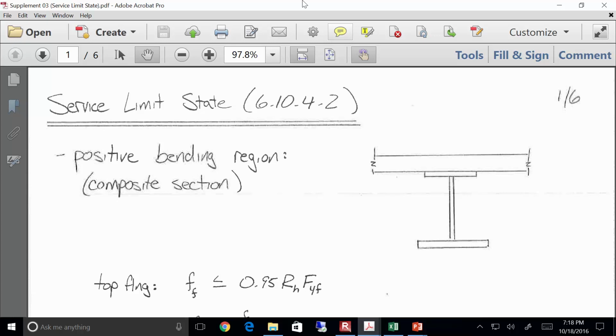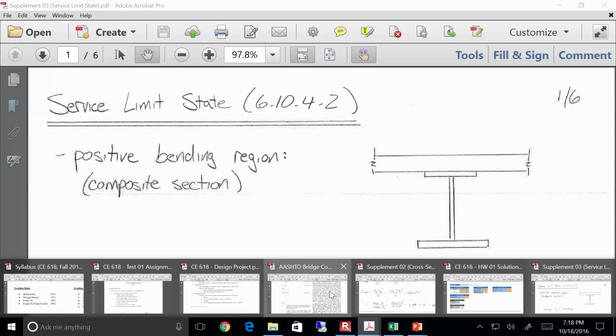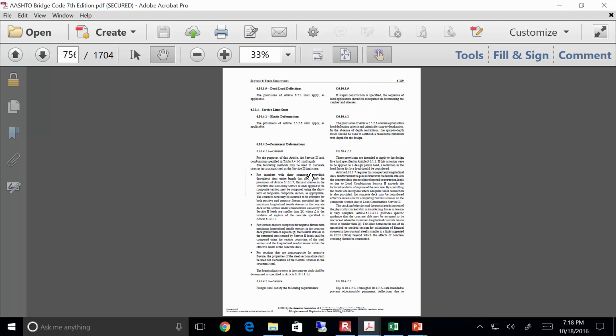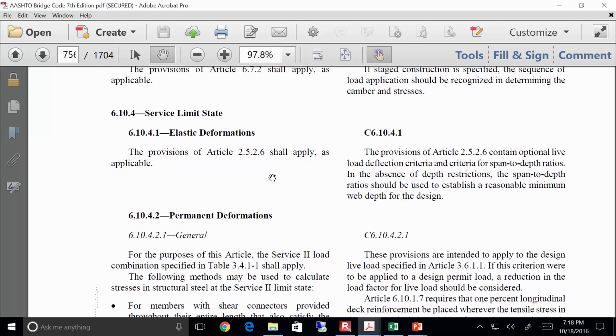Okay. So let's take our time with this one by one and make sure we understand what's going on. Now the first thing I'm going to do before I do any of this stuff is delve into the spec. So we're looking at section 6.10.4. If I go to section 6.10.4 in the spec, which you all have, it should look something like this. Now, there's a 6.10.4.1 and a 6.10.4.2. The 6.10.4.1 is all related to your live load deflection check, L over 800. I'll tackle that later. All right, 6.10.4.2 for permanent deformations.